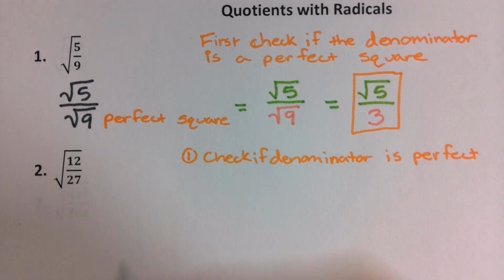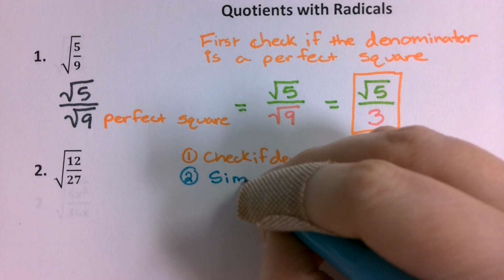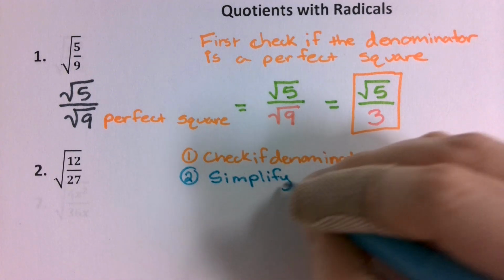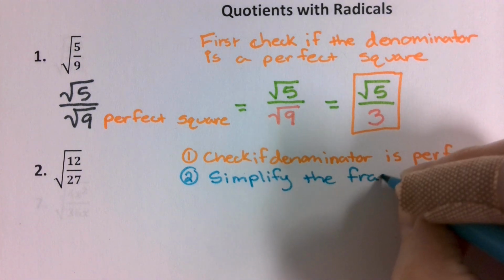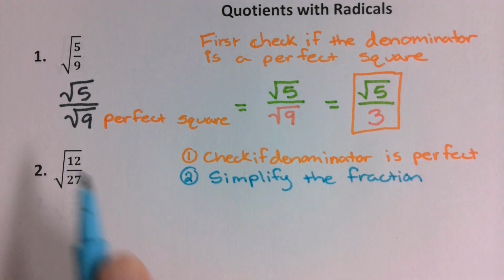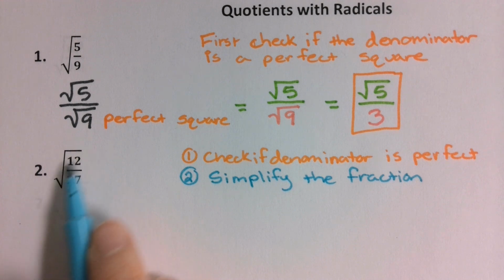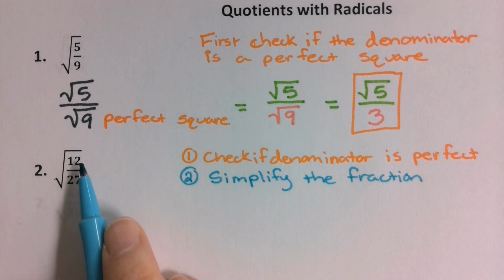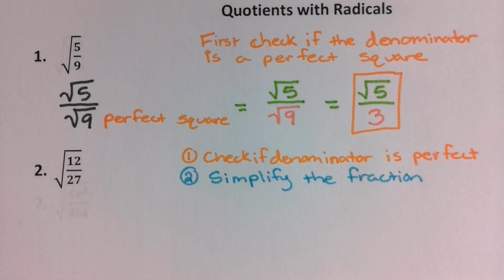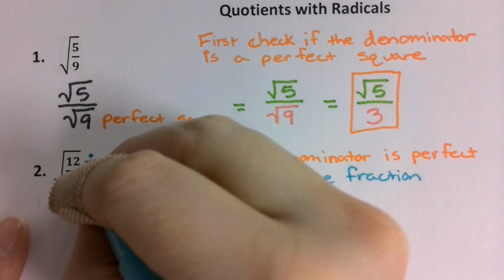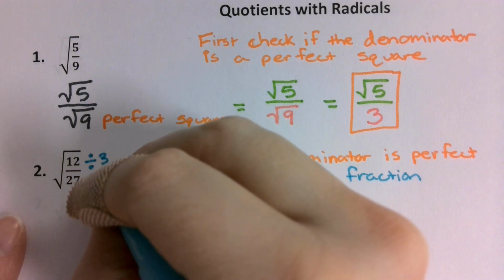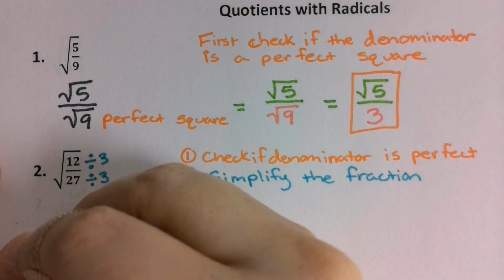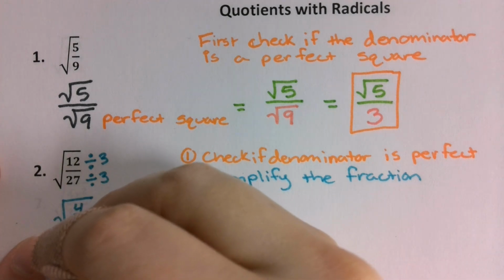When that situation happens, you would then move to step 2. You want to try to simplify the fraction. Meaning, I want to see if I can divide 12 and 27 by a common factor. So what are both 12 and 27 divisible by, Divya? 3. They're both divisible by 3. So I'm going to go ahead and do that first. I'm going to divide them both by 3. When I do that, that gives me the square root now of 4 over 9.